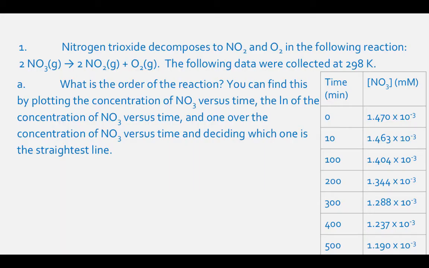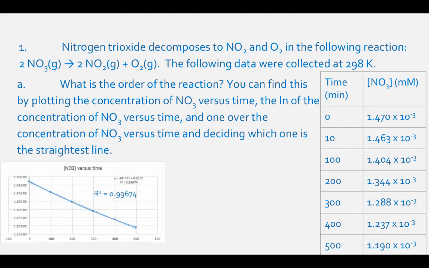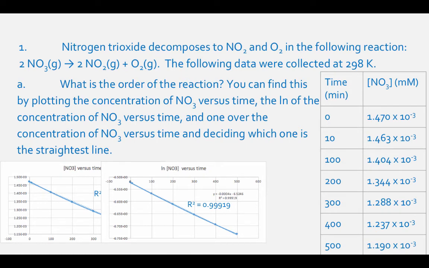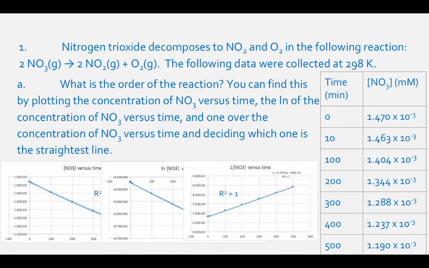Then follow the graphing instructions to make separate graphs of concentration versus time, natural log of concentration versus time, and 1 over the concentration versus time. When you have all of your graphs made, compare their R² values. The graph of a zero-order reaction of the concentration of NO3 versus time has an R² value of 0.99674. The graph of a first-order reaction of natural log of the concentration of NO3 versus time has an R² value of 0.99919. The graph of a second-order reaction of 1 over the concentration of NO3 versus time has an R² value of 1. The R² value is closest to 1 for the 1 over concentration versus time graph, so this means that this is a second-order reaction.